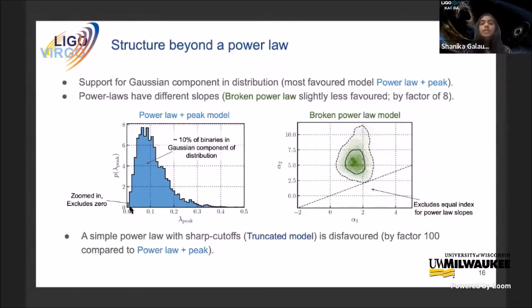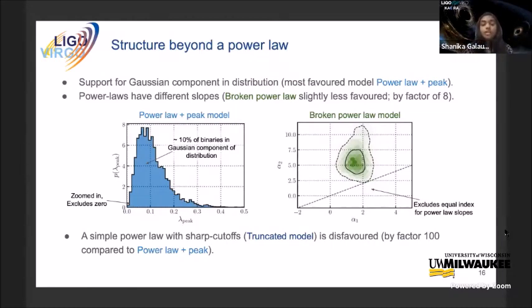And on the right, we have a plot comparing the 2 slopes of our broken power law model. The dashed line represents when the slopes are equal, meaning that it's essentially 1 power law. But what you'll notice is that this is excluded. The distribution excludes this dashed line, which suggests that we do have a break feature, and our observations prefer a broken power law compared to a single power law.